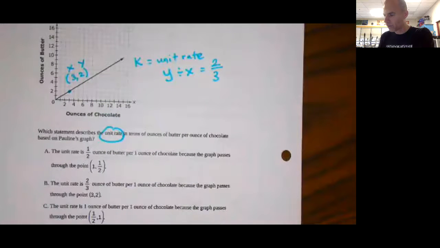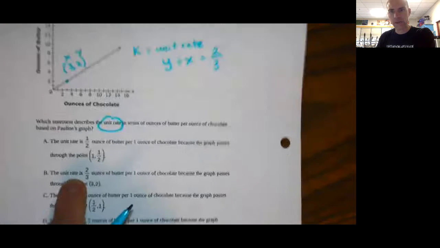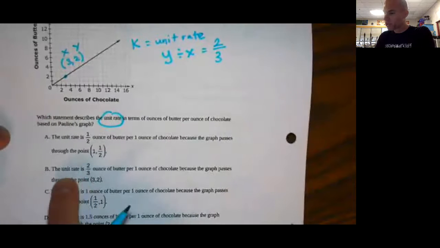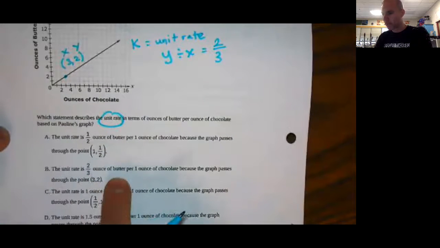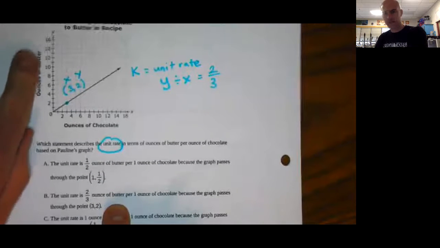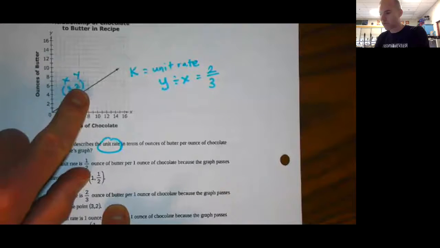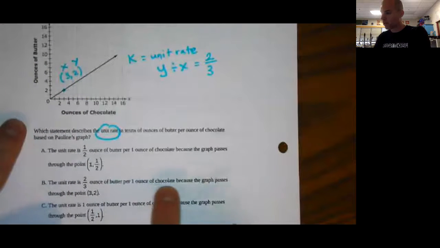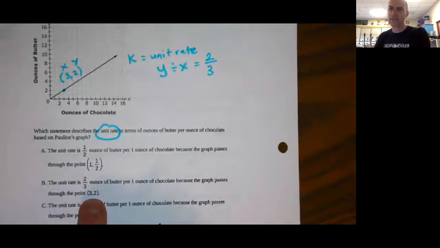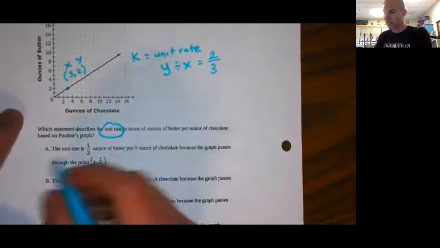Okay, so maybe B is right. I see 2/3 in the answer for B. So let's see here. 2/3 ounce of butter. Good. That's the y-axis. That's the smaller value. I think that feels right, because the graph passes through the point 3, 2. Oh yeah, I think that's probably got to be right.